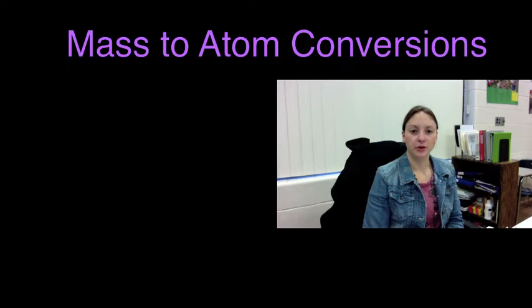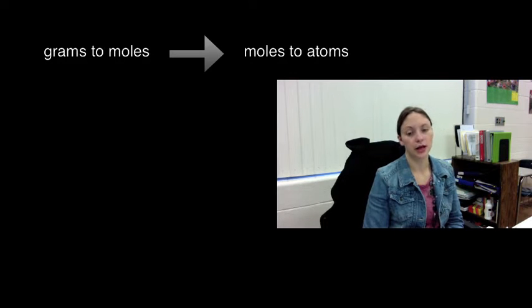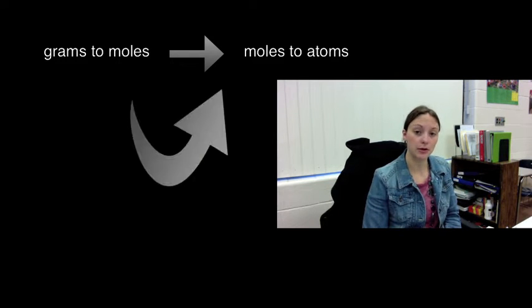Alright, the last kind of conversion we are going to look at is going from grams of a substance all the way into how many atoms or particles we have of that substance, and also from atoms or particles all the way to grams. We have gone from grams to moles, and we have gone from moles to atoms. So, since you know both of them, you can go all the way from grams into atoms. So let's look at an ordinary example first.